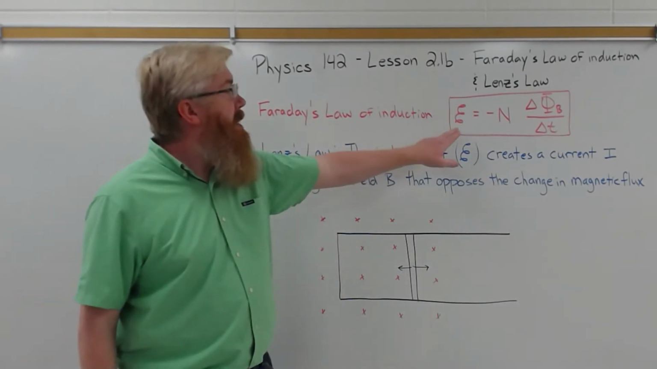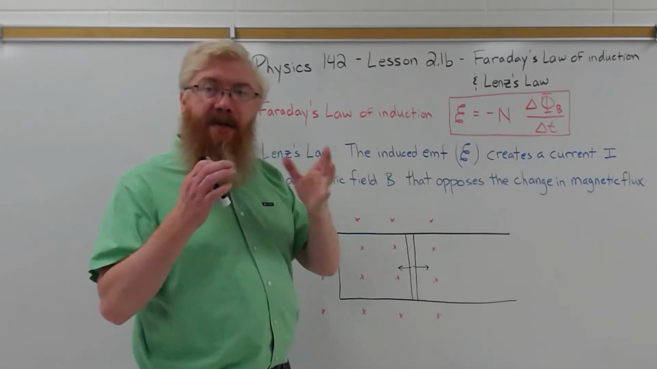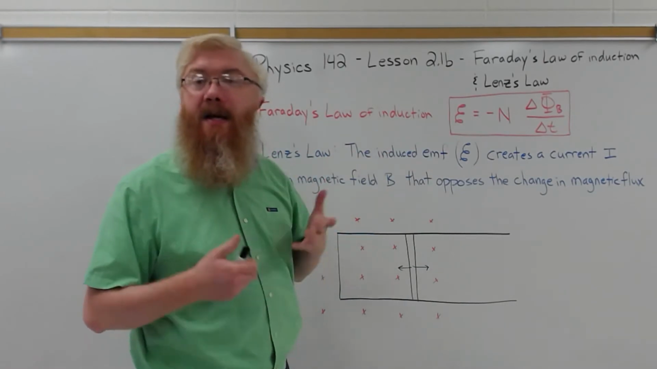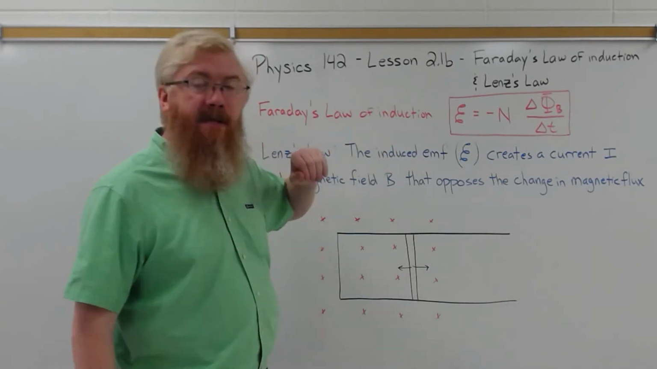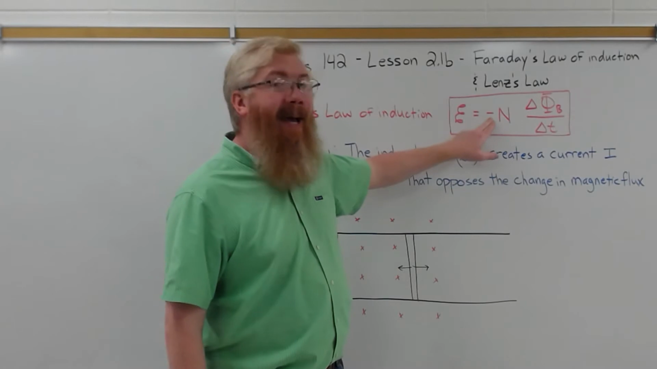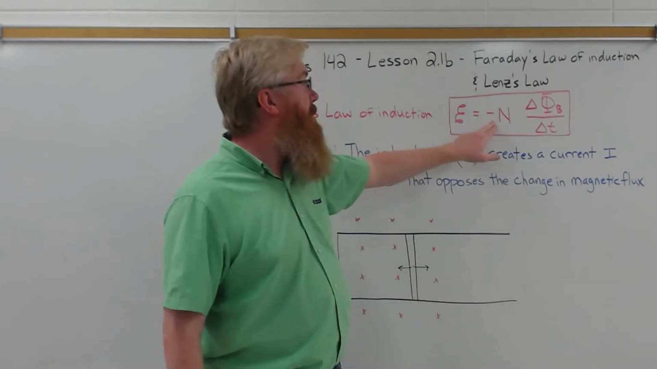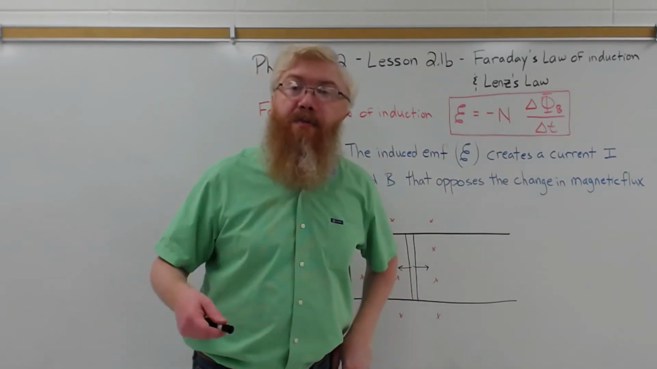It states that the EMF that's generated, remember the EMF is in volts, think of it as the potential across two points in a circuit, like a battery. The EMF that's generated by this magnetic induction of current is equal to the negative, and I'll explain why it's negative in a moment, the negative number of turns of wire, or number of loops of wire.